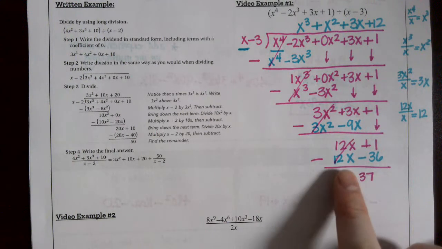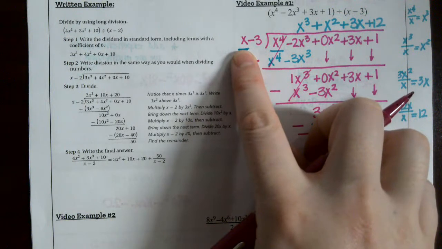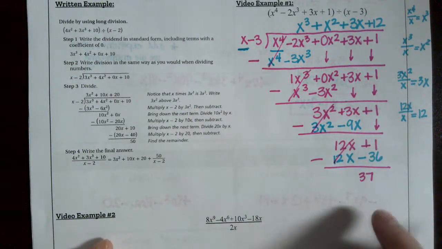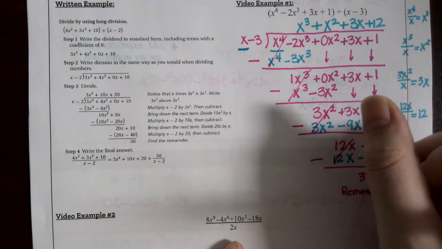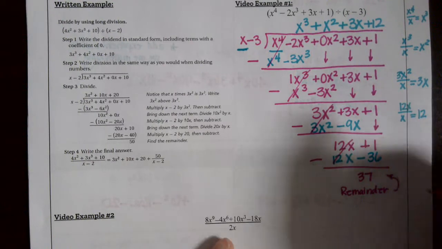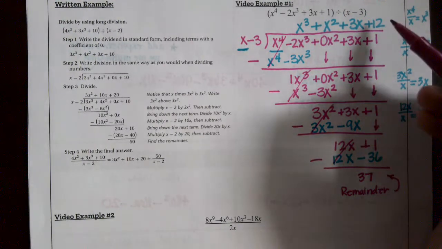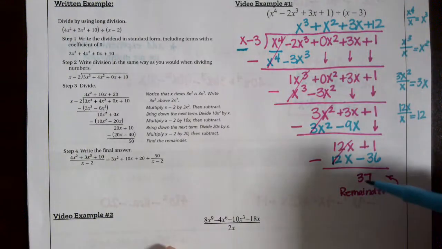Now, once you run out of your x's, so like 37, we cannot divide by x anymore because 37 doesn't have an x. This is called your remainder. And you have to add that remainder to the end of your solution. So this is my answer with this as my remainder.